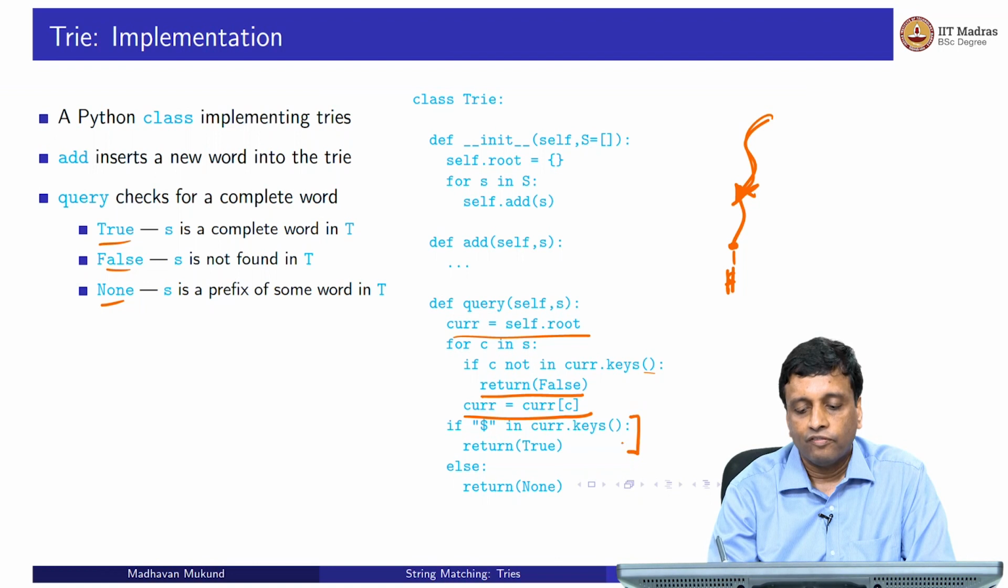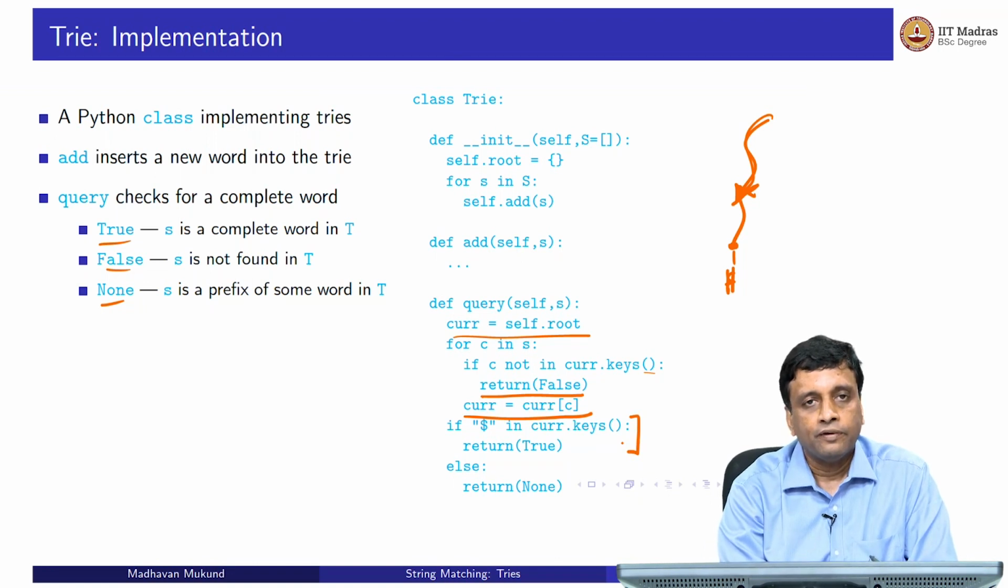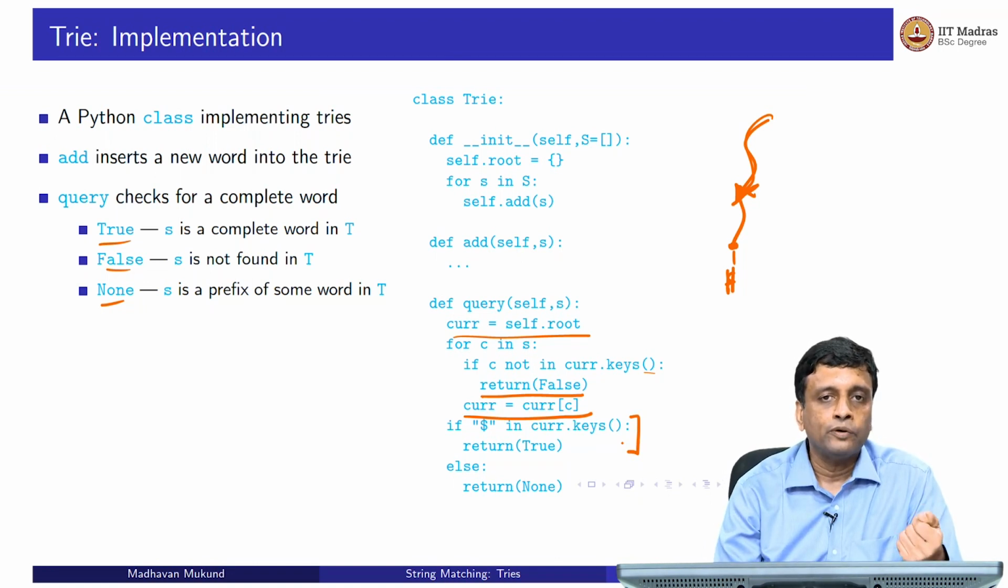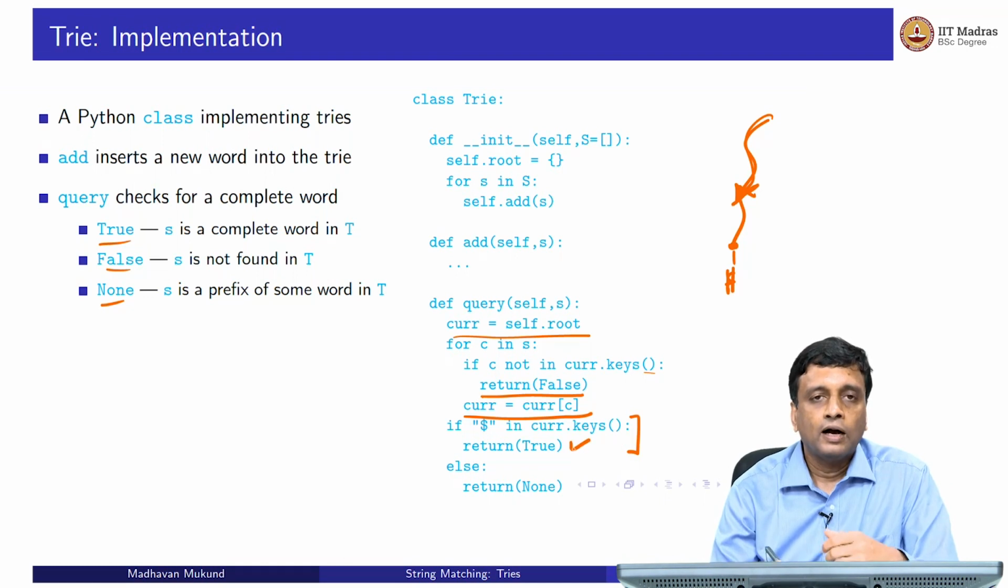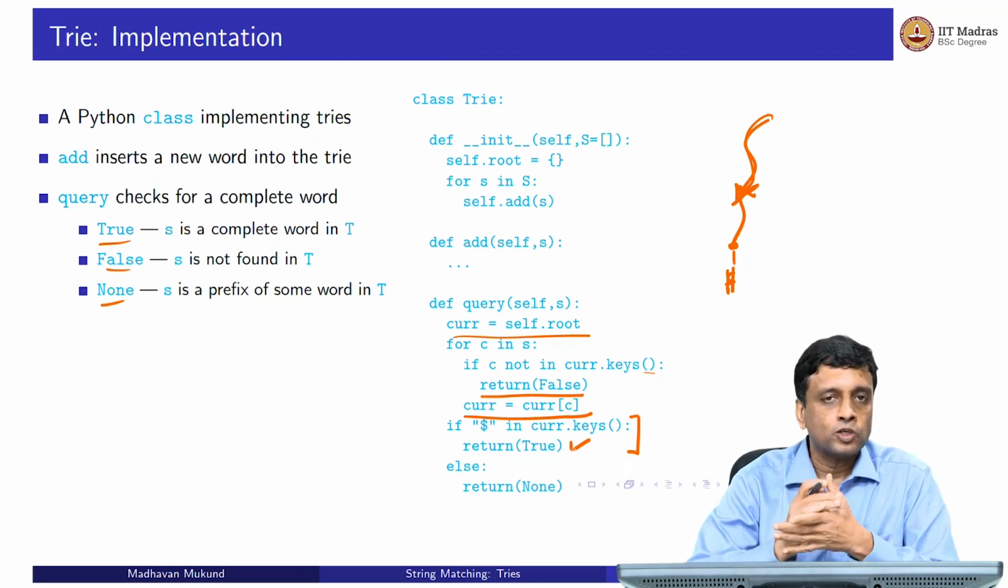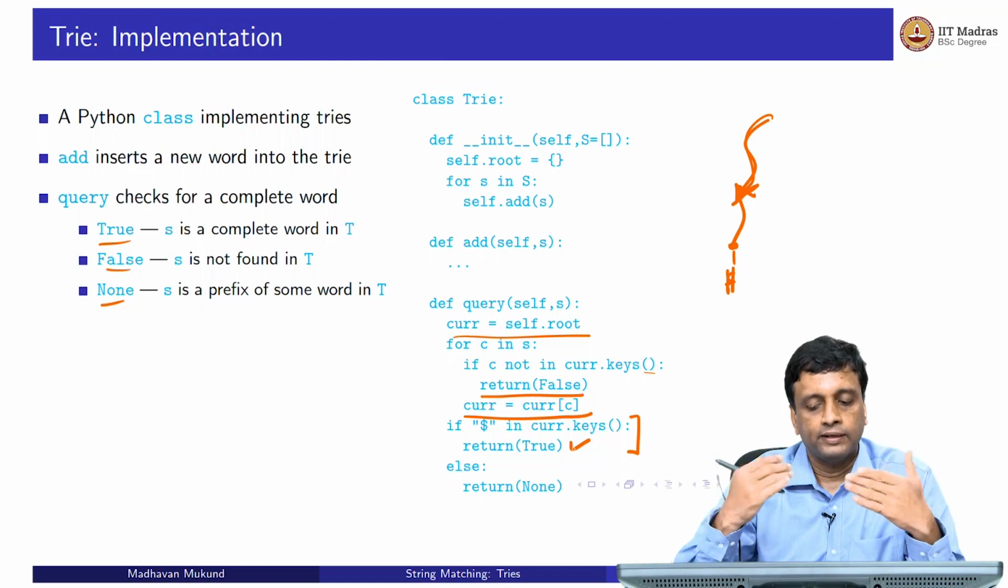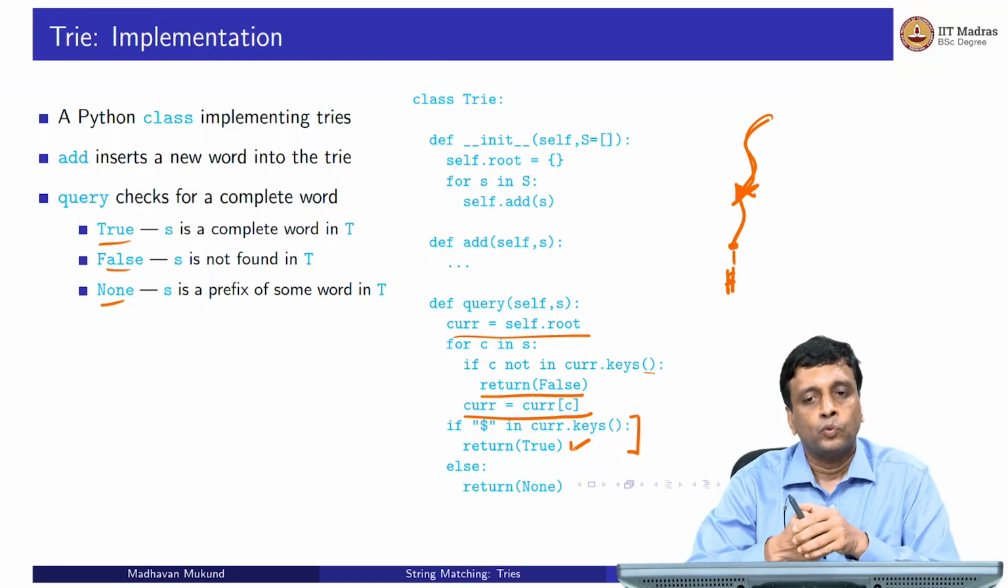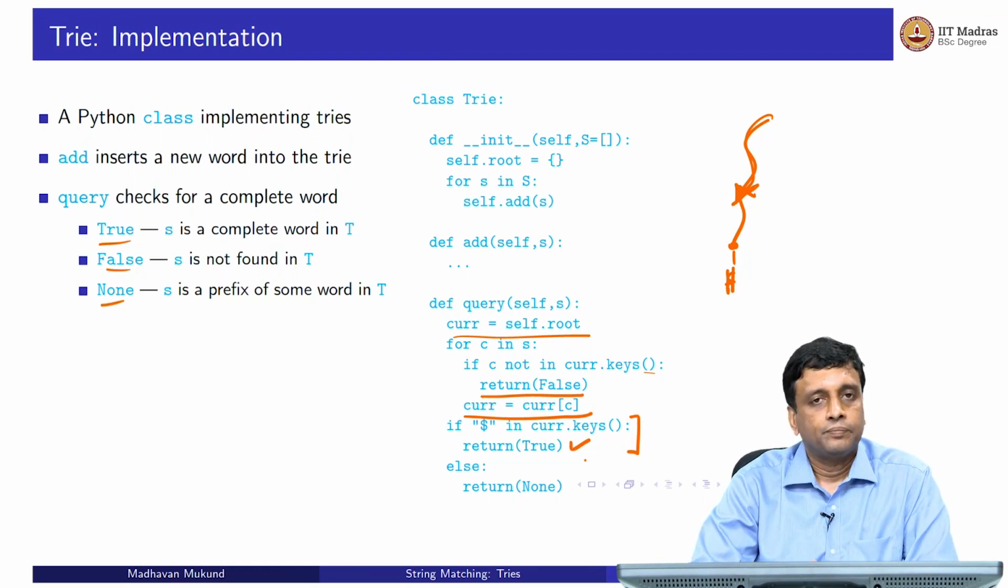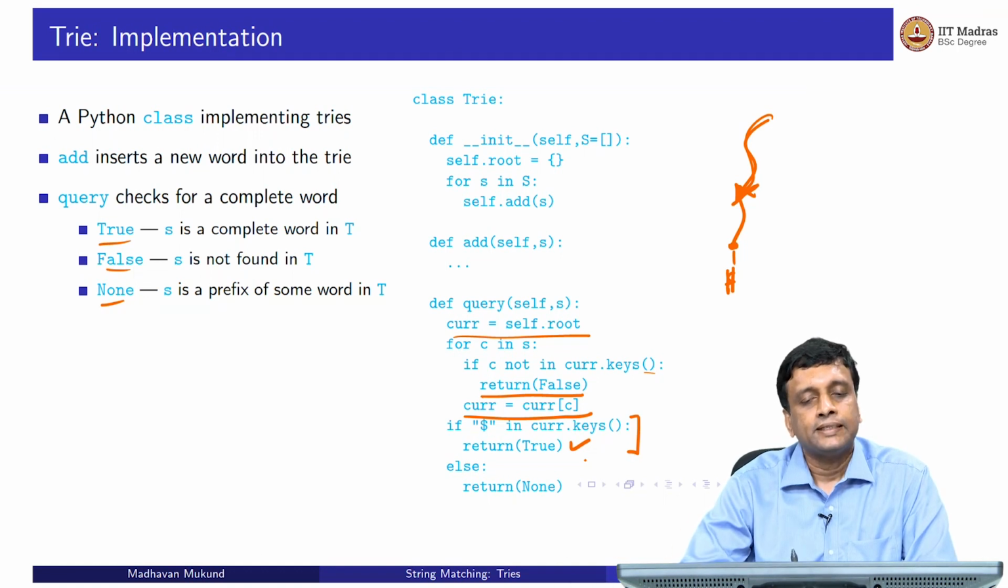Finally, if we find that at the end we have reached a situation where the node that we are pointing to has dollar as its next key, then it means that we have reached the end of the word, and we can return true. However, if we have come out of this loop, we have finished processing the word and did not bail out with a false, but we did not reach a dollar, so dollar is not in the keys, then I will return none. Okay, so this is a simple implementation of building a simple trie and querying it.